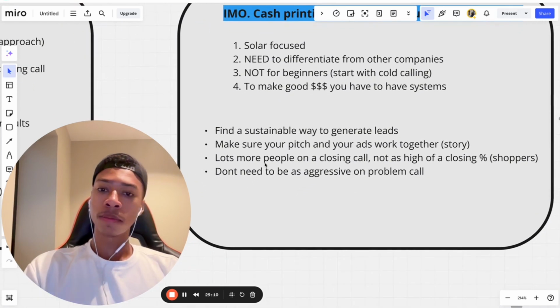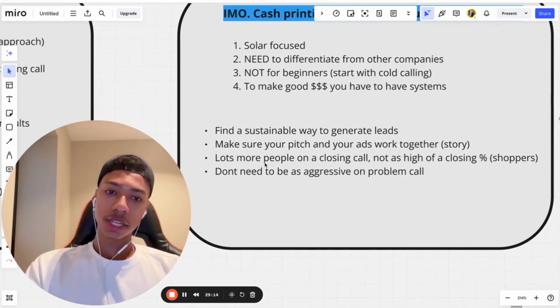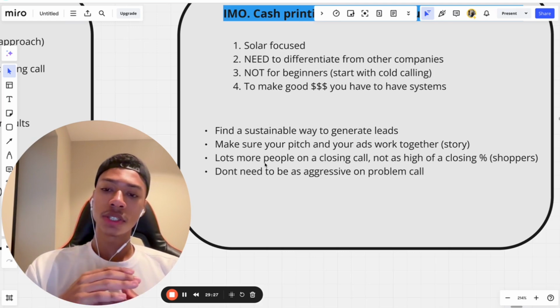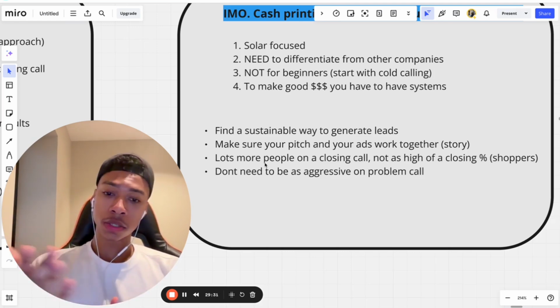So let's get into some tips when it comes to inbound leads. You need to find a sustainable way to generate leads. Sustainable meaning you need to have a sustainable method of generating a consistent flow of leads.